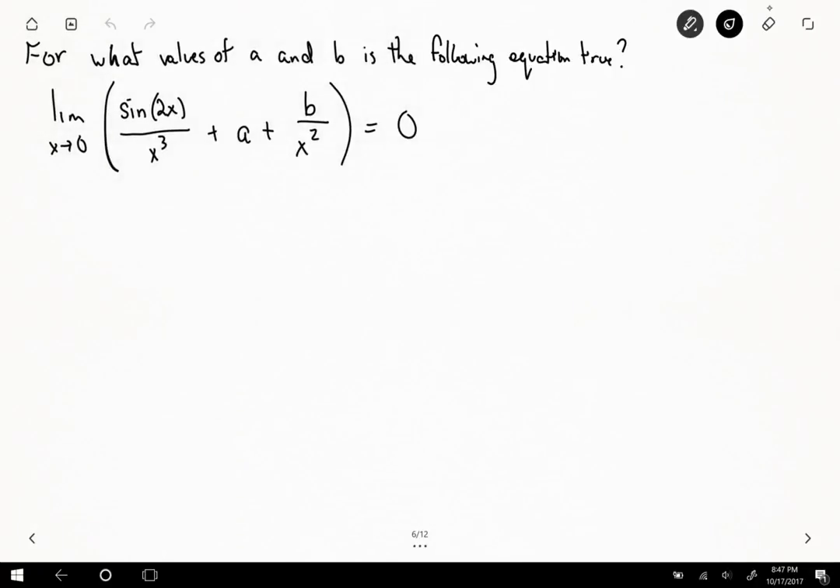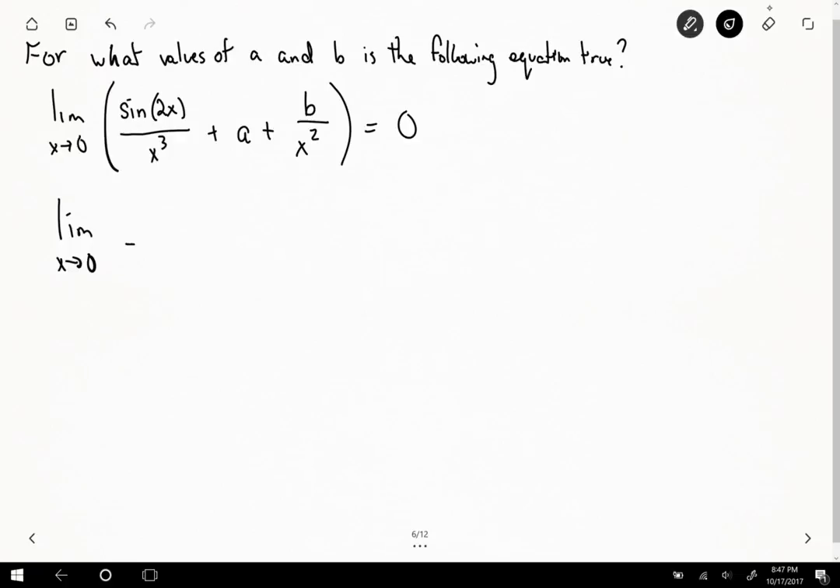Alright, moving on to another application of derivatives. For what values of a and b is the following equation true? We have the limit as x approaches 0 of sine of 2x over x cubed, plus a over x squared, plus b over x, equals 0. When we're taking a look at this piece, we have a couple different ways to approach it. Notice as is, if you plug it in, you get 0 over 0 and then you get b over 0. So you need this to be defined, otherwise we're going to run into problems.